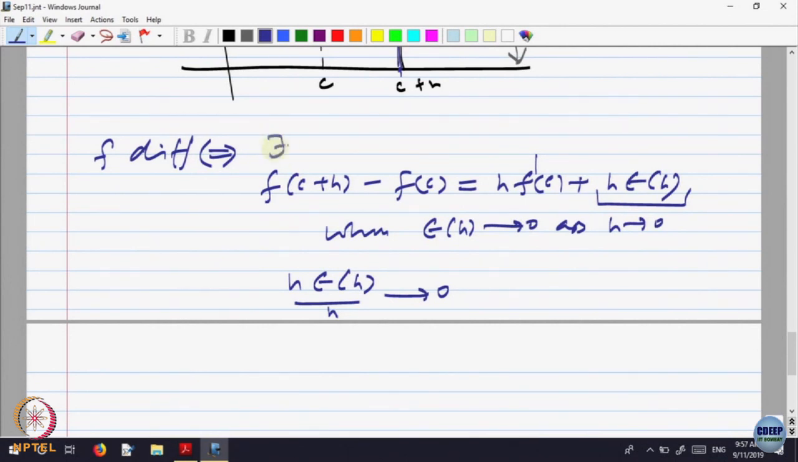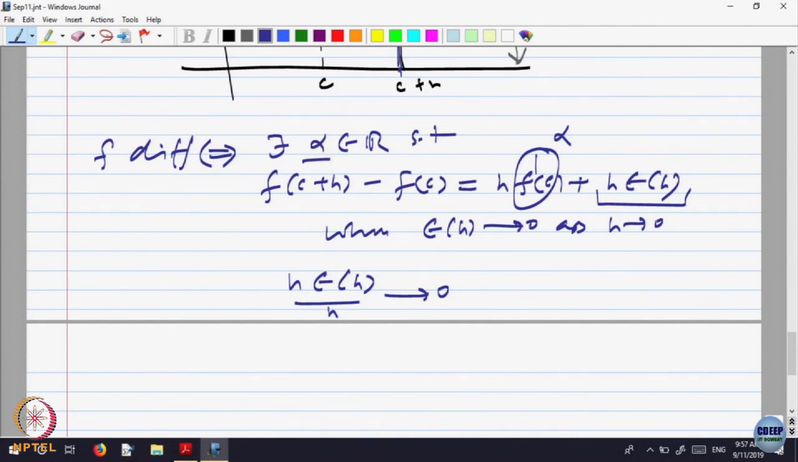f is differentiable if and only if there exists some alpha belonging to R such that you can write f of c plus h minus f of c as h times alpha plus an error that goes to 0. Then when I divide, I get that alpha should be the derivative, the limit exists. So conversely, this alpha will become the derivative.